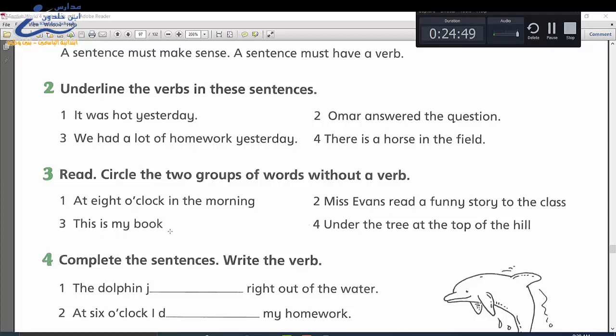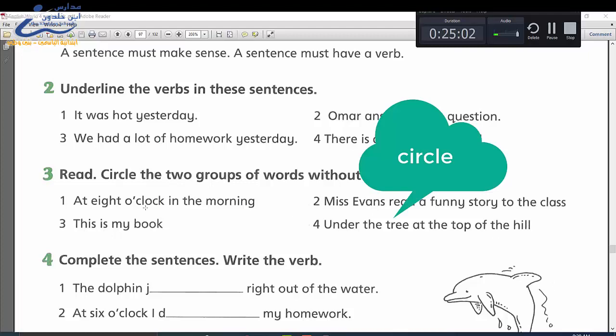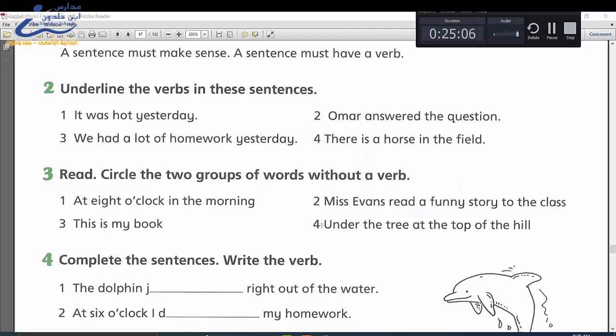This is my book. Is there a verb here? Yes, here is a verb. And the 4th one, under the tree, at the top of the hill. Is there a verb? No, so circle this. So the answer, number 1 and number 4.